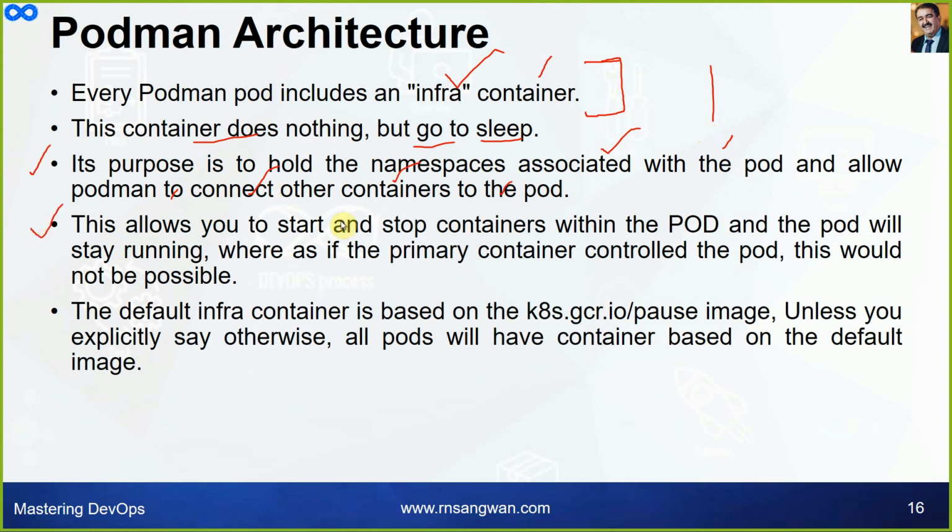This allows you to start and stop containers within the pod, and the pod will stay running, whereas if the primary container controlled the pod, this would not be possible. The default infra container is based on the k8s.gcr.io pause image, unless you explicitly say otherwise. All pods will have a container based on the default image. That is the architecture of how Podman runs the containers.